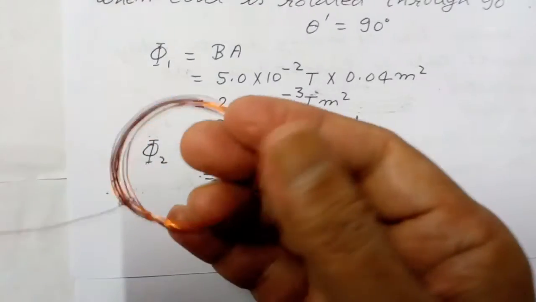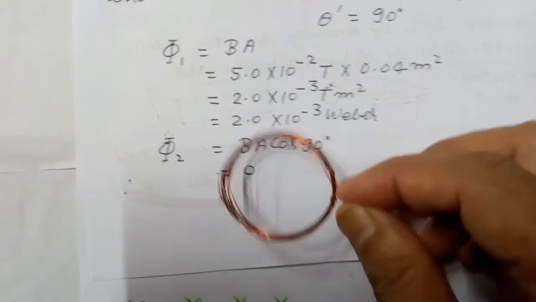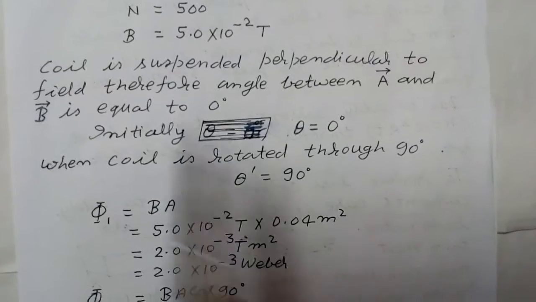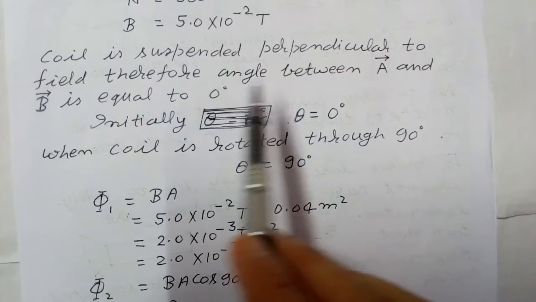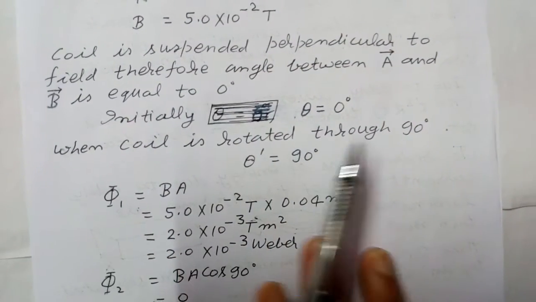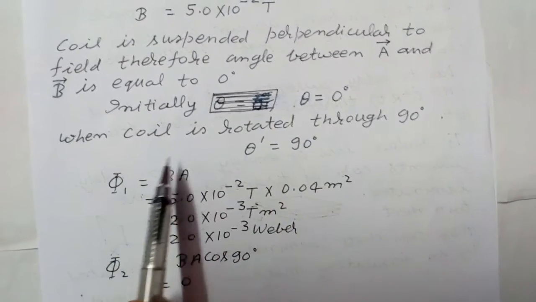In between these two ends induced EMF will be produced. So coil is suspended perpendicular to field, therefore angle between A and B is equal to 0 degree. So initially theta is equal to 0 degree.